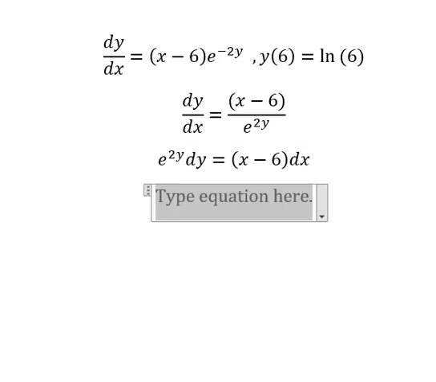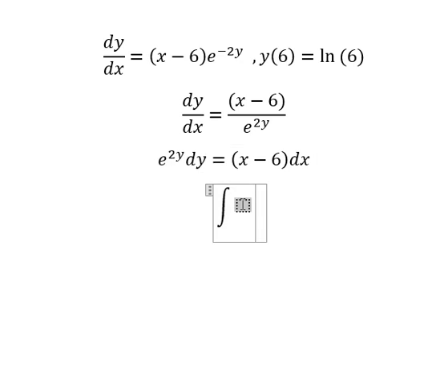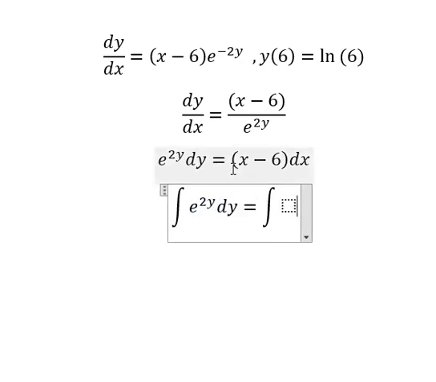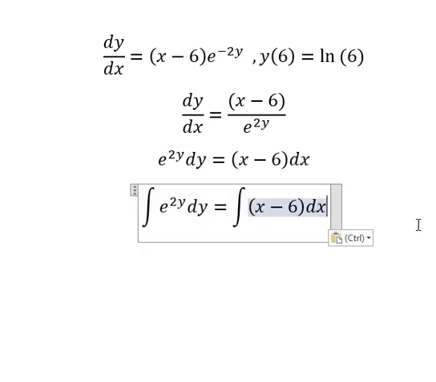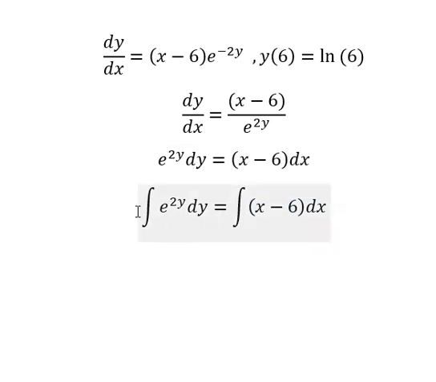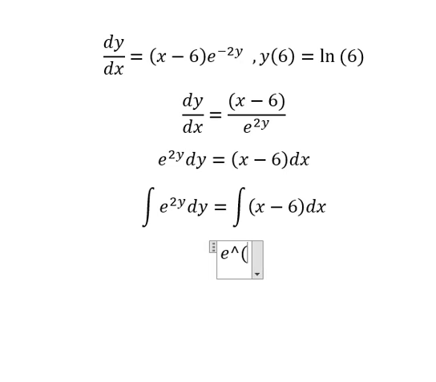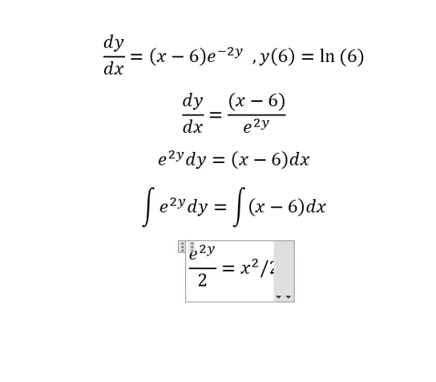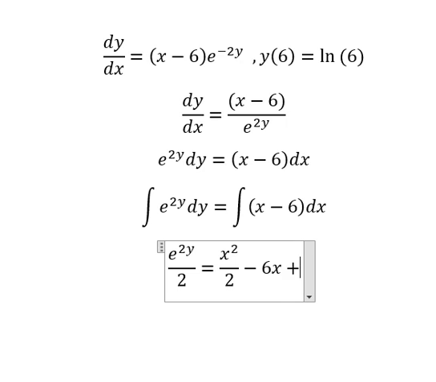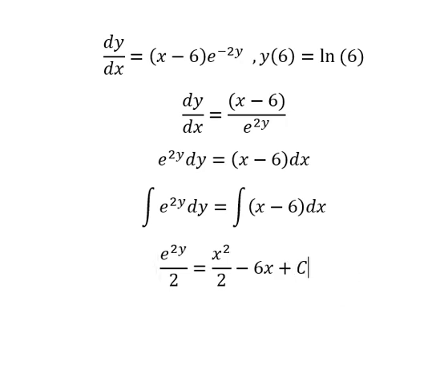Next, we put the integration on both sides. The integration of this one gives e to the power of 2y over 2. This one gives s squared over 2. This one gives 6s, and I will add c.